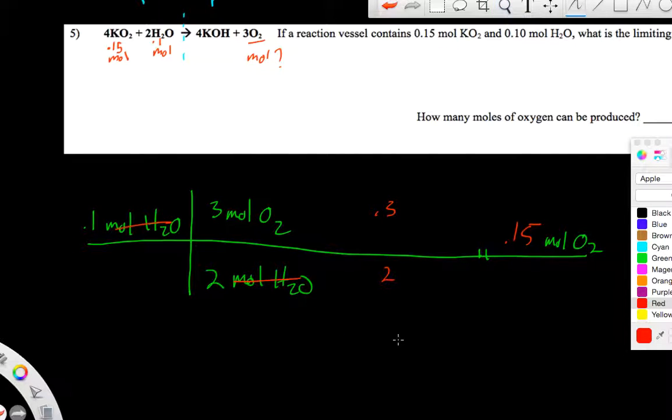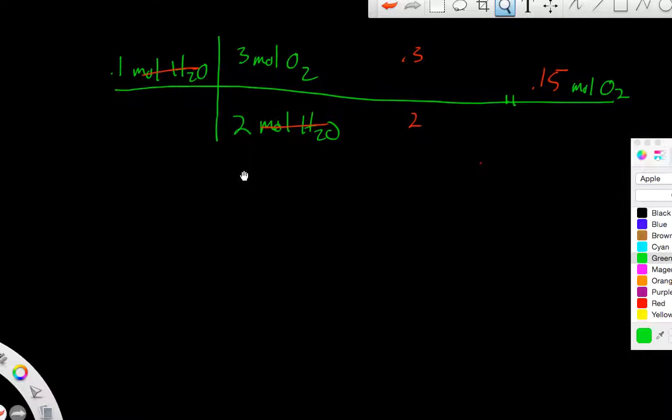Okay, so now that I did that, I'll keep track of this, and then I will go back, and now I'm going to ignore H2O and instead focus on the KO2. And I'll say, okay, well, I figured out that if I started with 0.1 moles of H2O, the most I could make is going to be 0.15 moles of O2. So let's figure out how much O2 I could actually make with this 0.15 moles of KO2 that I start with. So I'm going to do the same thing.